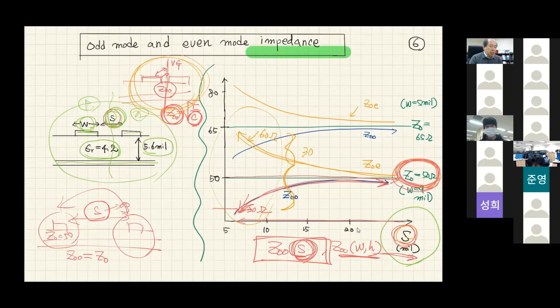One meaning of this line is that odd mode impedance is smaller than single mode impedance, and even mode impedance is larger than single mode impedance. That is one meaning of this. And if the space becomes very, very small, meaning the two wires are placed very close to each other, then the difference between even mode impedance and odd mode impedance becomes higher and higher.